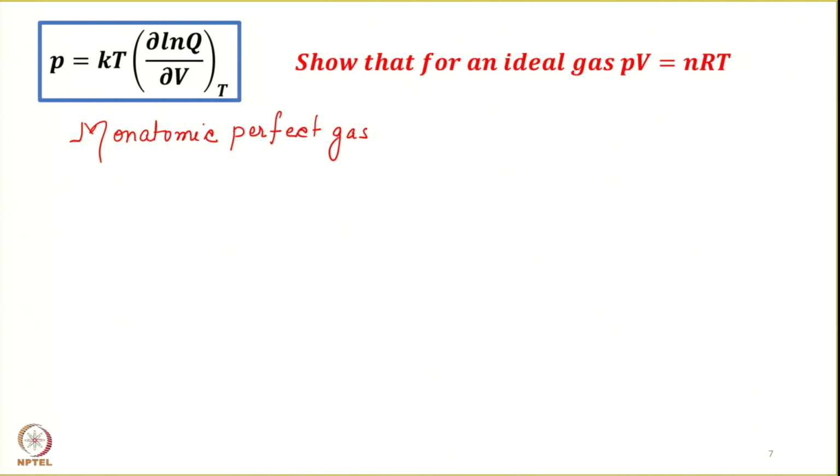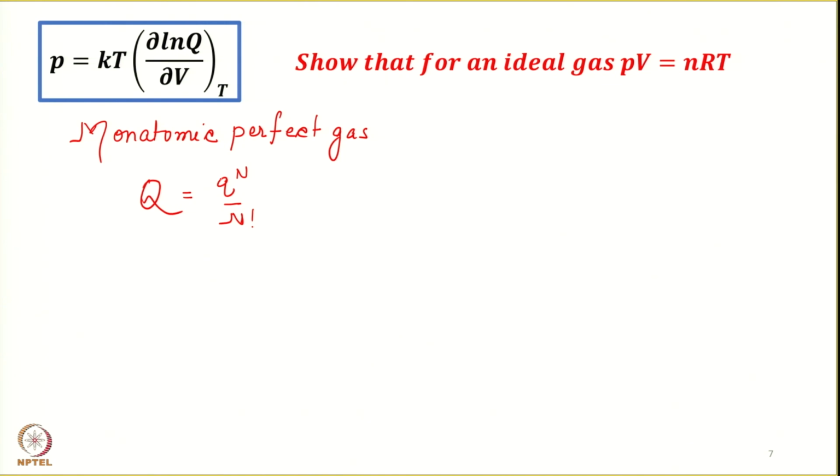Now we need to decide what should be used for Q, the canonical partition function in terms of the molecular partition function. Monatomic perfect gas: you cannot distinguish one molecule of the gas from another molecule of the gas. Therefore, the system contains indistinguishable molecules. The expression to be used will be Q raised to the power n by n factorial.